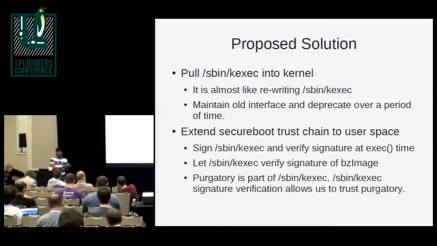So maybe this will be one point to discuss: which way should we go? If people have thoughts, pull everything into the kernel or try to extend the root of trust to user space.